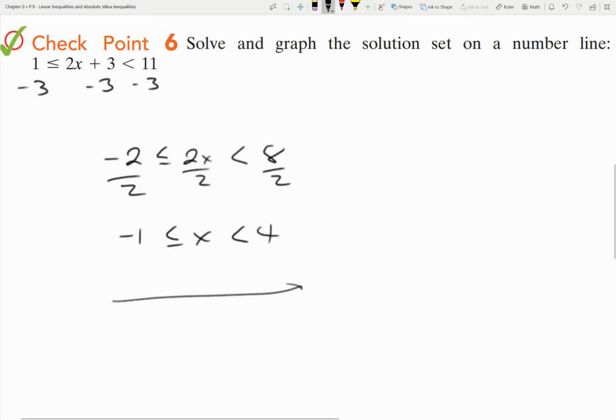My crooked number line: -1, 4, 0, 1, 2, 3. And we go from -1 to 4, in between those 2 points. My interval, -1 to 4.